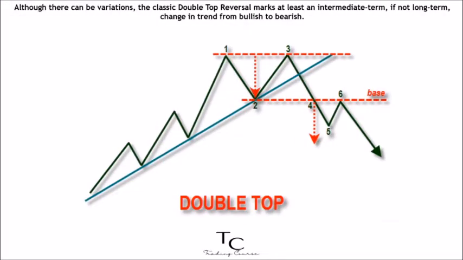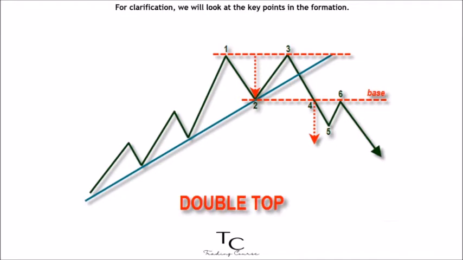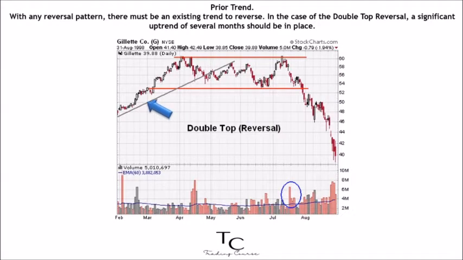Although there can be variations, the classic double top reversal marks at least an intermediate term, if not long-term, change in trend from bullish to bearish. Many potential double top reversals can form along the way up, but until key support is broken, a reversal cannot be confirmed. For clarification, we will look at the key points in the formation and then walk through an example.